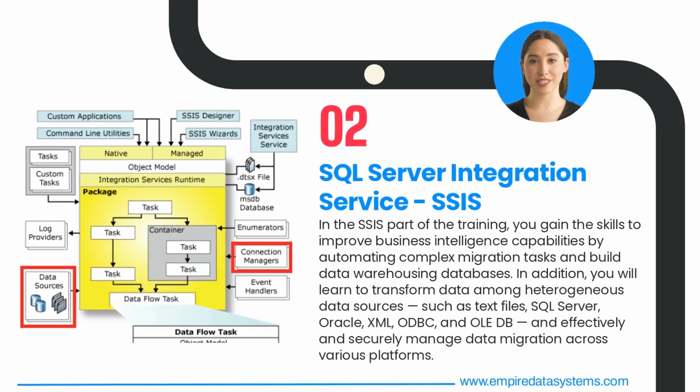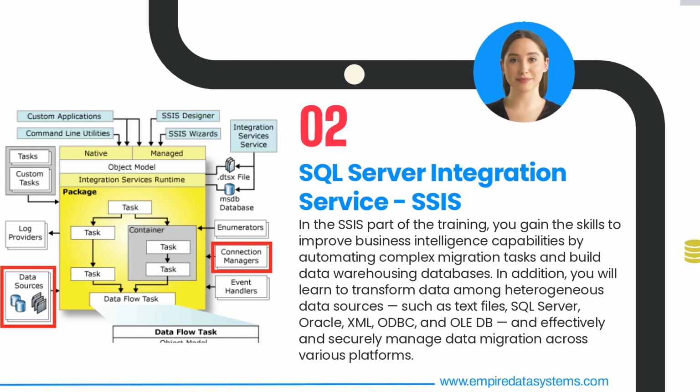Moving on, jump to Module 2. In the SSIS part of the training, you gain the skills to improve business intelligence capabilities by automating complex migration tasks and building data warehousing databases. In addition, you will learn to transform data among heterogeneous data sources, such as text files, SQL Server, Oracle, XML, ODBC, and OLE DB, and effectively and securely manage data migration across various platforms.